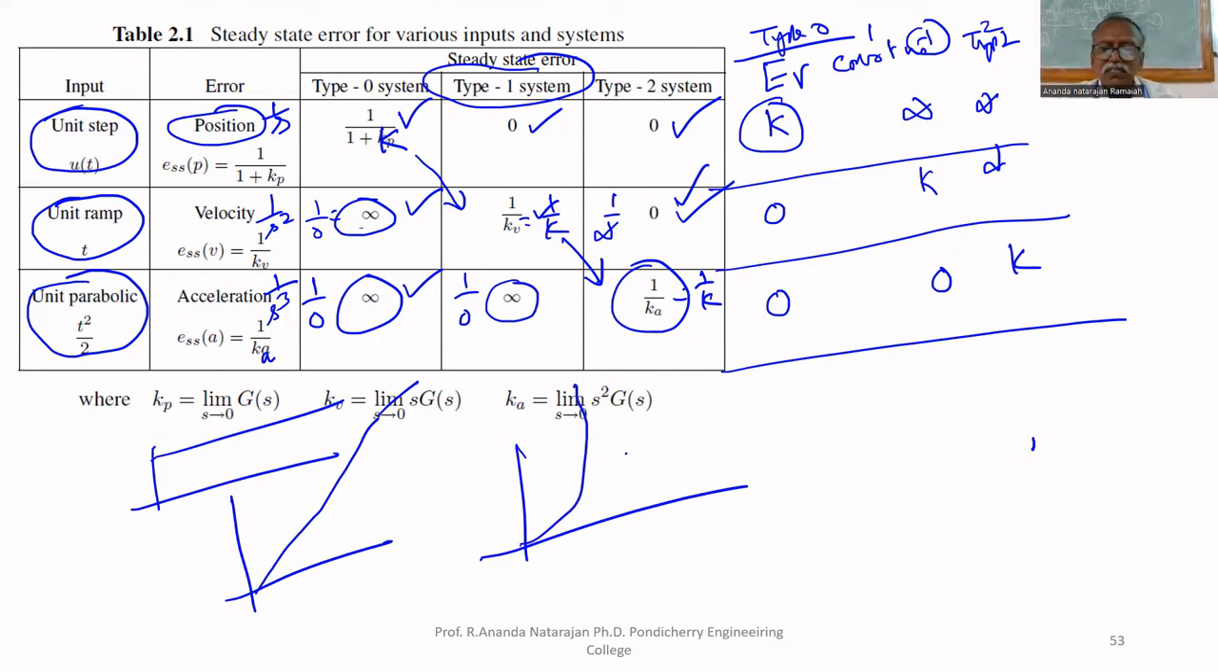This is good input, this is bad input, this is worst input. For the worst input also, it gives steady state error 0 if it is type 2 system. For type 2 system, even when the worst input is given, it gives a steady state error, not infinity. So type 2 system manages parabolic input. So that's why type number is important.